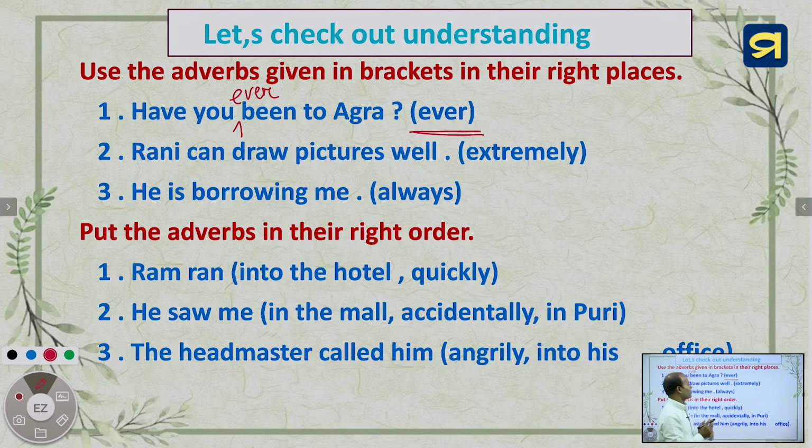The second one, Rani can draw pictures well. And what is the adverb given here? Extremely. Can you say? Where should we put it? You are right. So we should put it here. Rani can draw pictures extremely well. Okay. He is borrowing me. And the adverb given here is always. Can you say? You are right. He is always borrowing me.